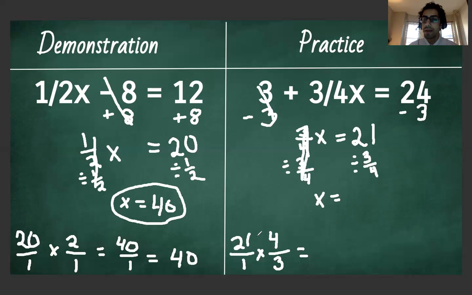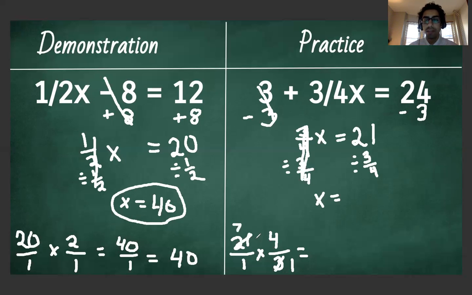I would get an answer that I have to simplify further. But what I'm going to do is just simplify it now. I know there's a number that goes into 3 and 21, and that number is 3. So I'm going to divide the 3 and the 21 by 3. So 3 divided by 3 would get changed to 1, and 21 divided by 3 would get changed to 7.